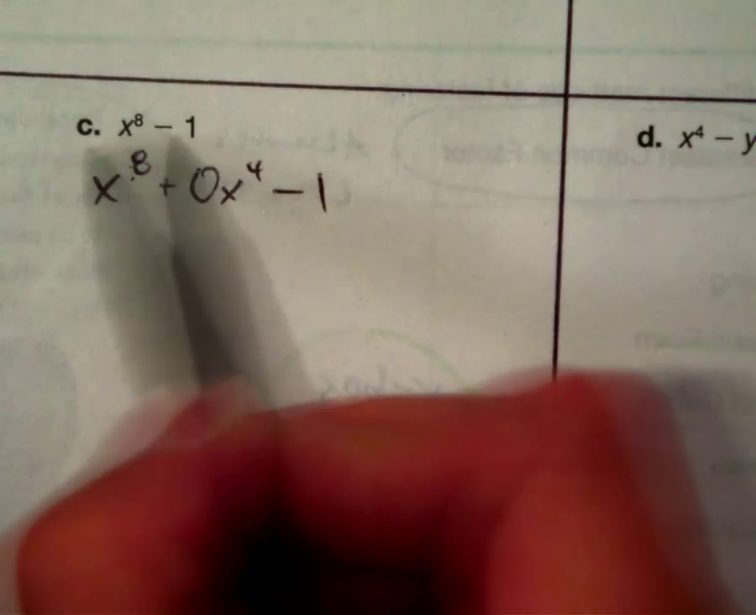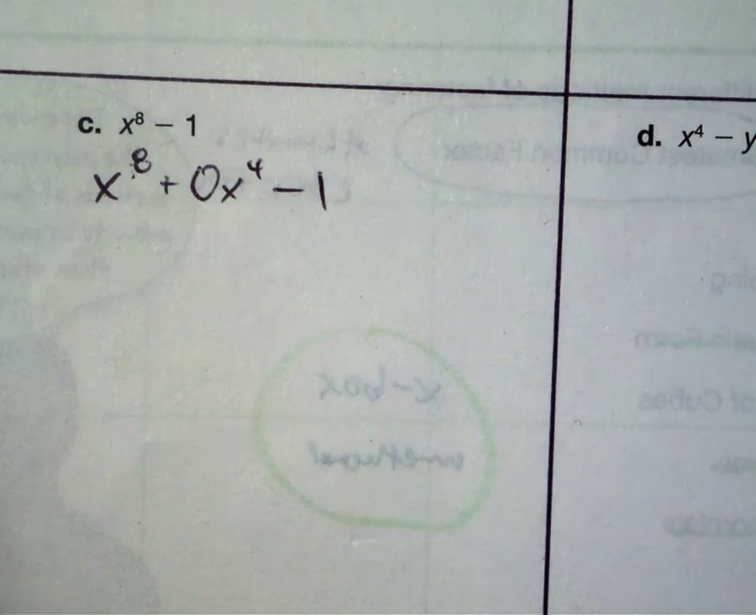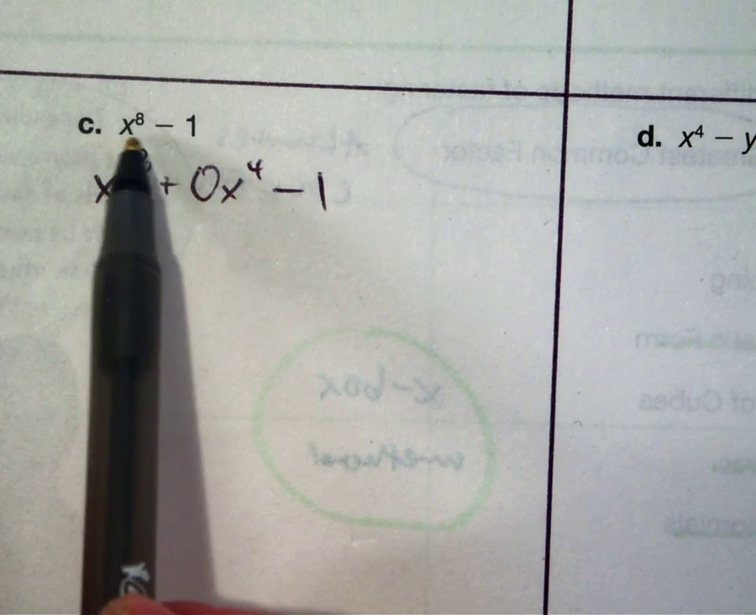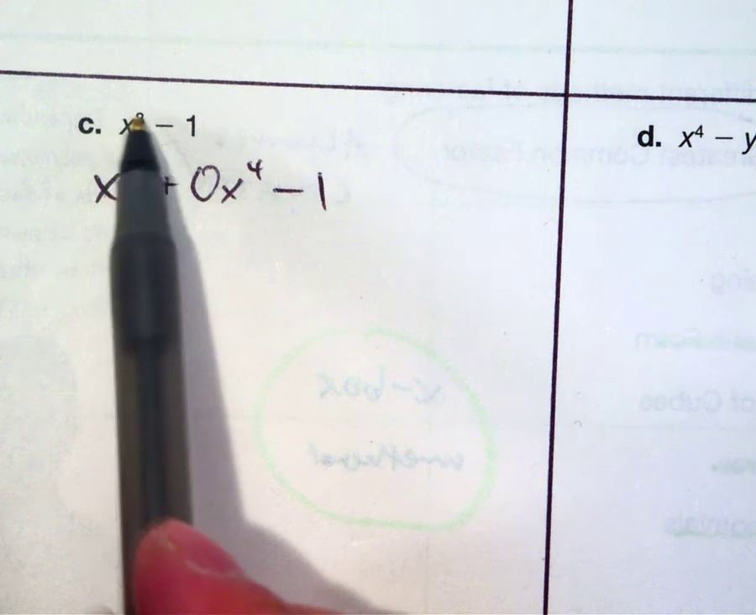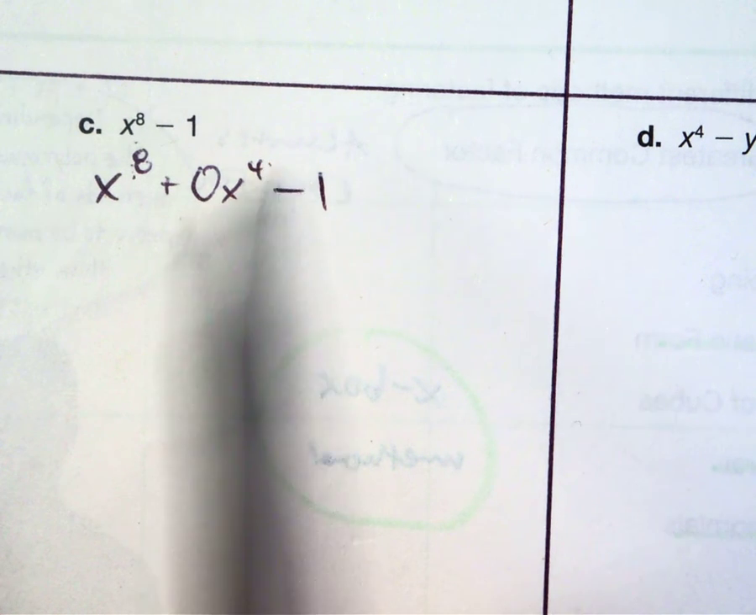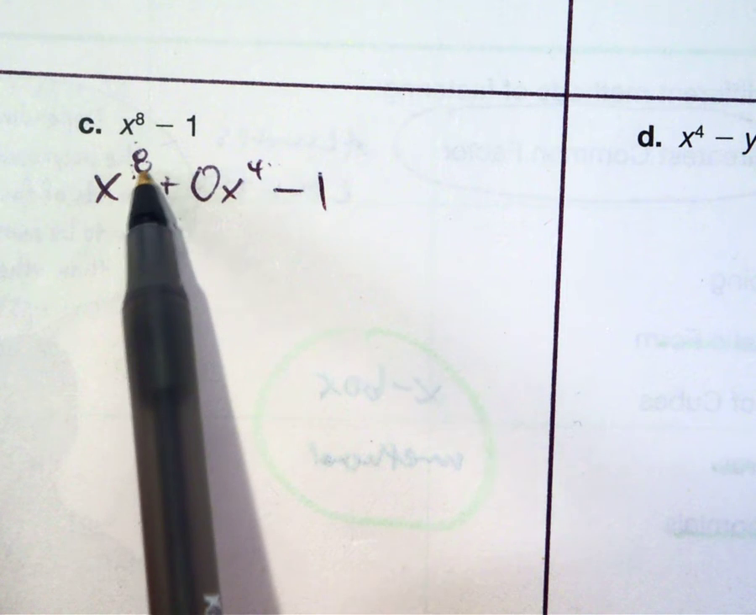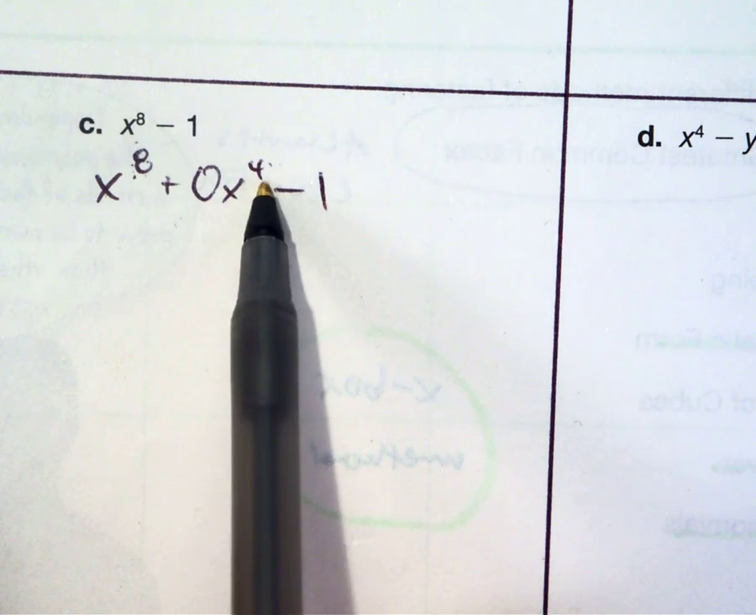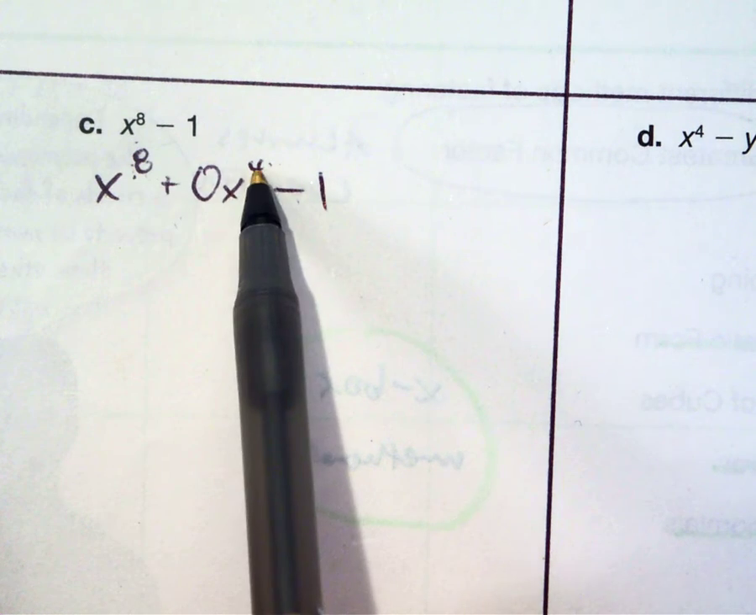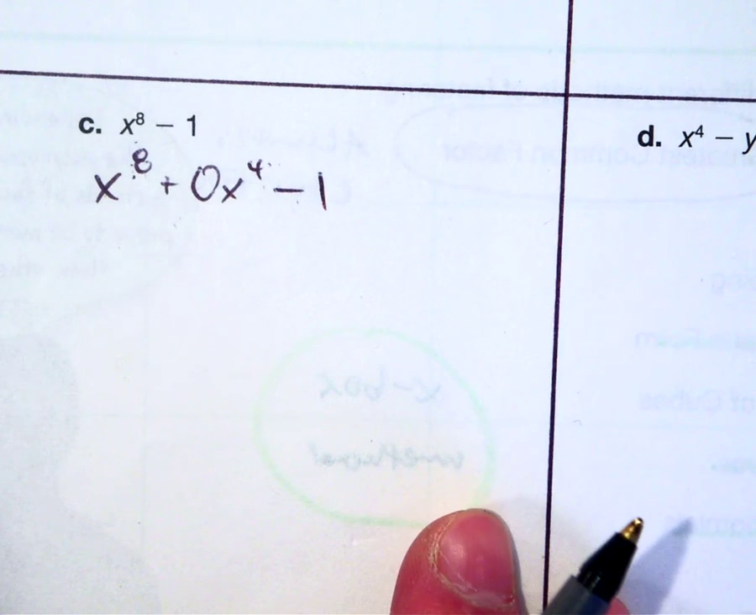In C, I have a binomial x to the 8th minus 1. In order to factor this, I'm going to look for the greatest common factor. They have nothing in common. And in order to make it a trinomial, I'm going to put the placeholder of 0x to the 4th. Now you might ask, why is it to the 4th? Because half of 8 is what, class? 4. When you have a trinomial and the exponent, you take half of that, then you can do x box.